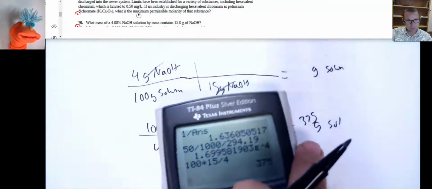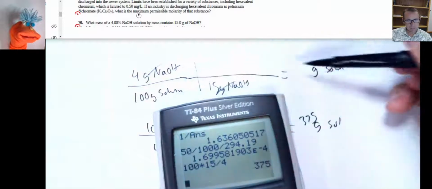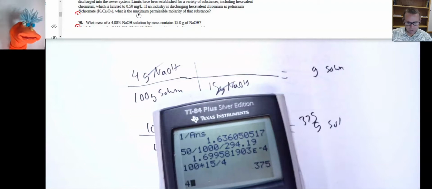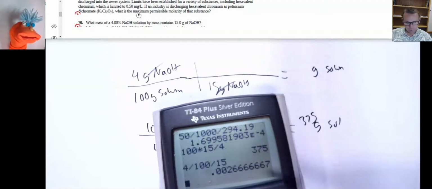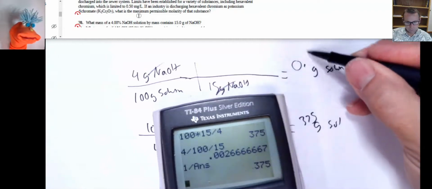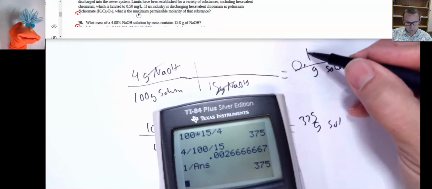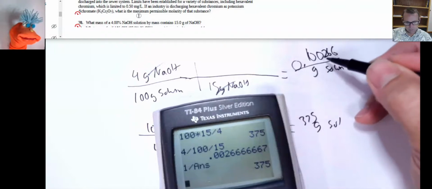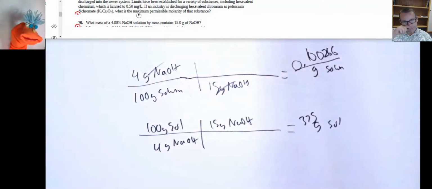And the little reciprocal trick, I mean, here we had it set up, but we ended up having the grams of solution on the bottom and we wanted them on the top. So if we had done 4 divided by 100 divided by 15, if we put 1 over that value, it would give us the same number again. So 1 over grams is what this ended up being, and it was 0.00266 per gram of solution. Okay, good. 375 grams of solution.